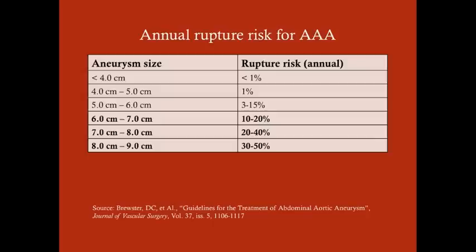So this kind of just goes into what I was talking about, the annual rupture risk of AAA. Patients who have greater than 6 centimeters in diameter should be operated on in the near future because they have a 10 to 20% risk of rupture within the year. So that's a 1 in 5 risk. And remember that a ruptured aortic aneurysm carries with it a 90% mortality rate. So if you consider that, these patients with greater than 6 centimeters in diameter have a 9 to 18% risk of dying within the next year because of their aneurysm. So if it's greater than 6 centimeters, operate ASAP.